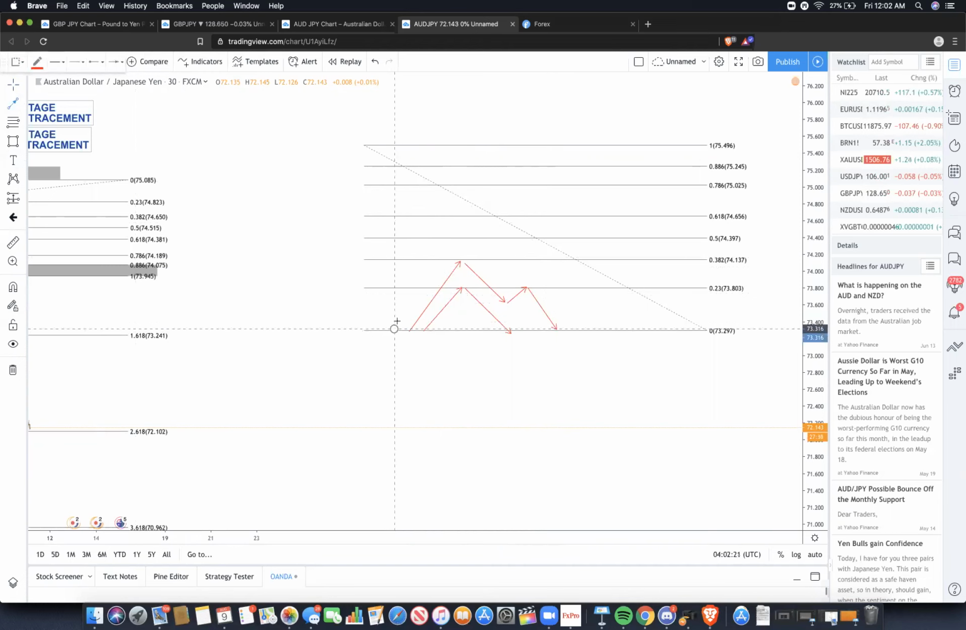If the market breaks past the 23.6 and the 38.2%, then you're going to see a slower retracement back down. Perfect. If the market again breaks past all three of these levels and goes to the 61.8, what does that tell you? The higher the percentage, the slower the retracement.